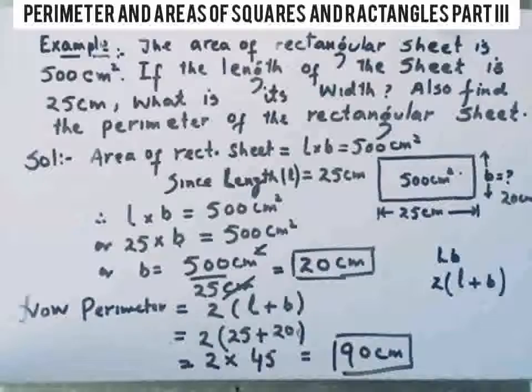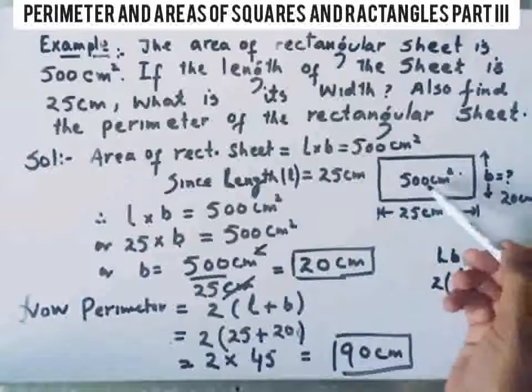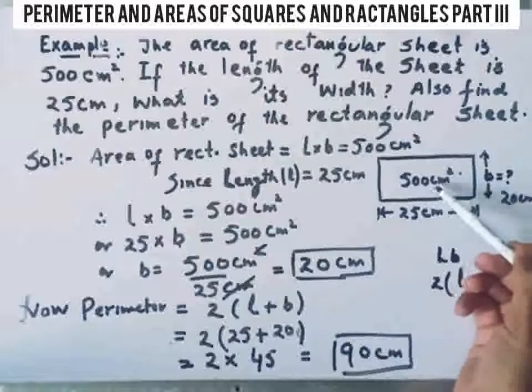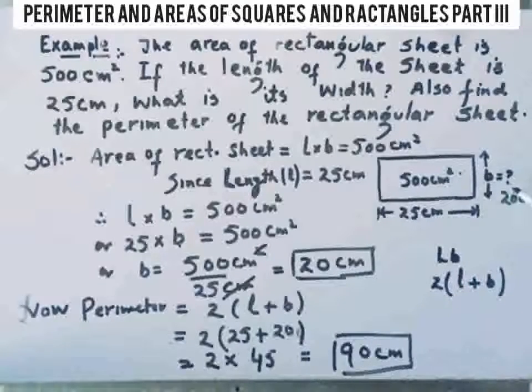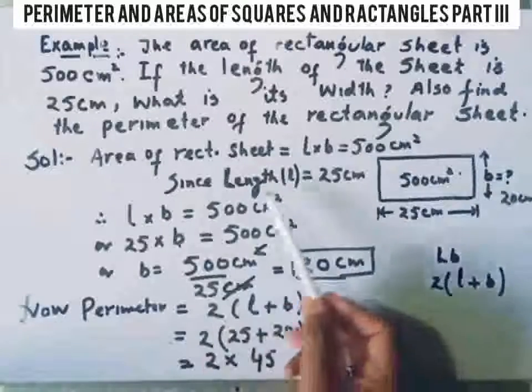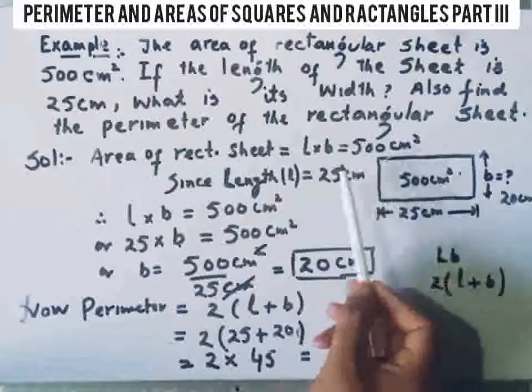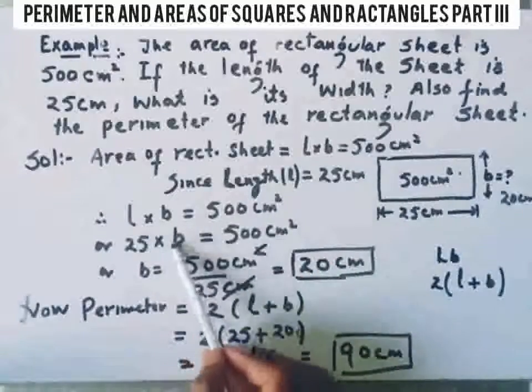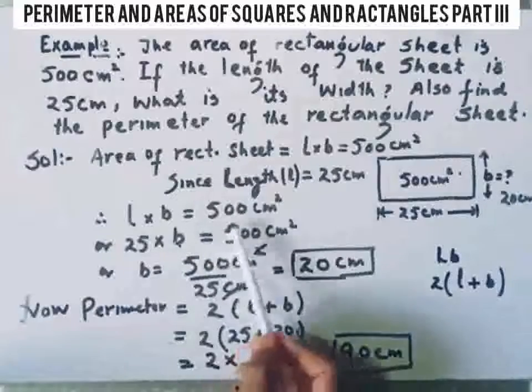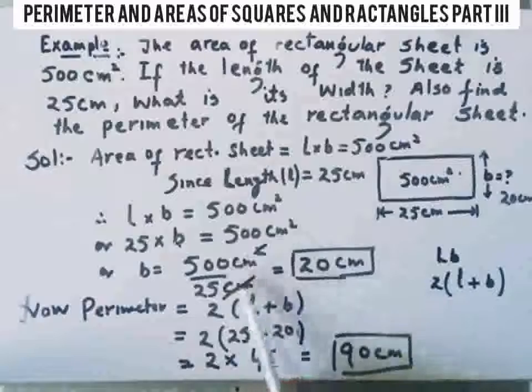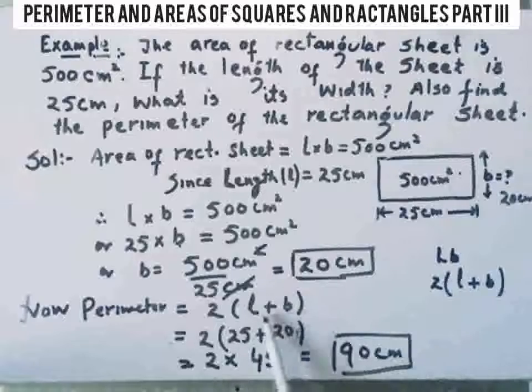Fine. So it's very easy to solve. It was given that the area of this rectangular sheet is 500 centimeters square, so we had to find the breadth and the perimeter. Length into breadth is 500 centimeters square, so we put the length here, then we easily find the breadth when we divide area by this length. Now perimeter is equal to 2 times (L plus B); we already know the values of length and breadth, so using this formula we find the perimeter of this rectangular sheet, that is 90 centimeter.